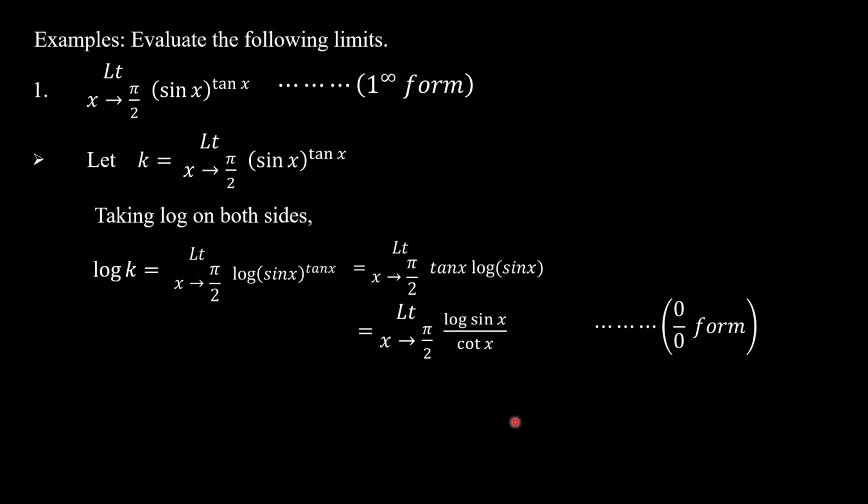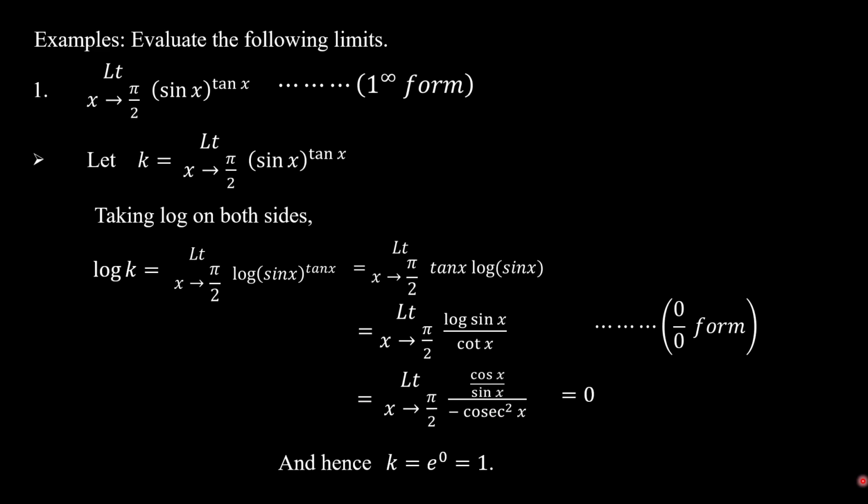The above limit reduces to the form limit x tending to pi by 2 cos x by sin x divided by minus cosecant square x. Apply the limit and observe that cos pi by 2 is equal to 0 and sin pi by 2, cosecant square pi by 2 is equal to 1. So that log k is equal to 0, which implies k is equal to e to the power 0, that is 1.